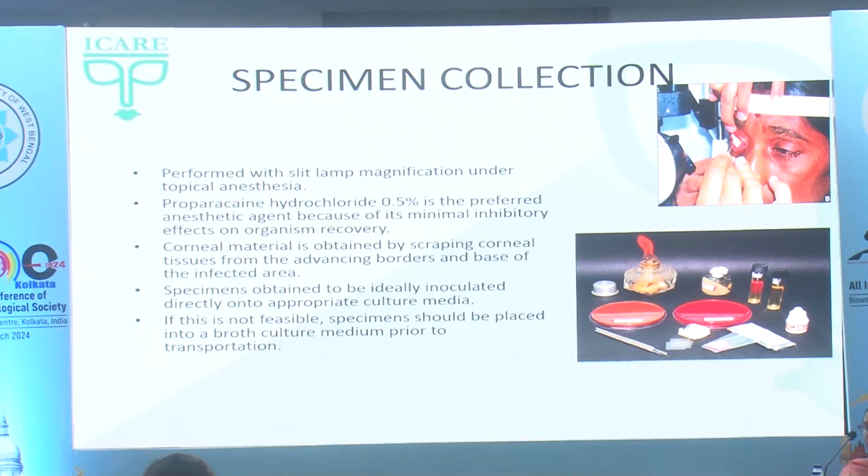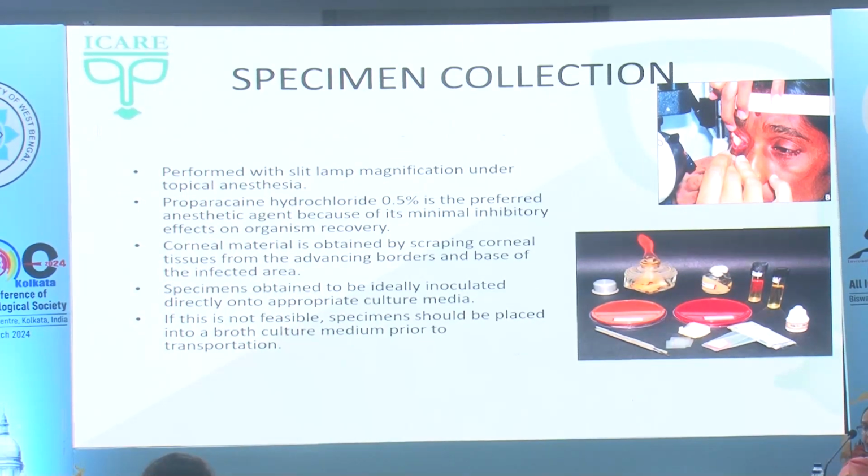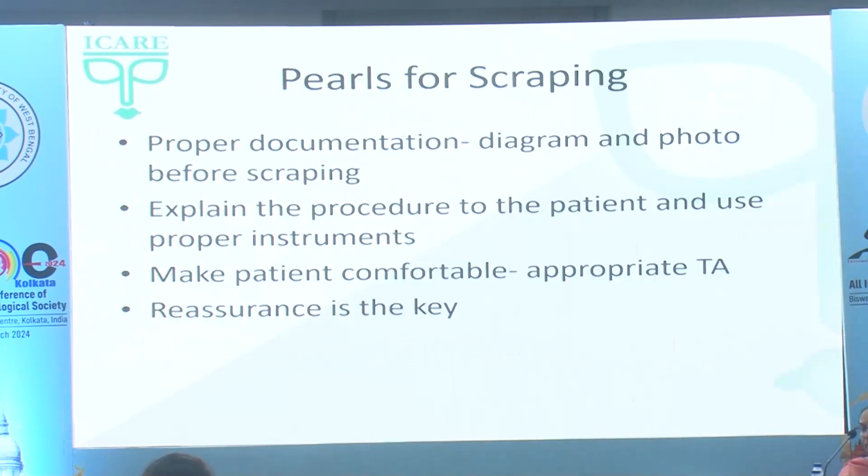Proparacaine hydrochloride 0.5% is preferred because of its minimal inhibitory effect on organism recovery. The corneal material obtained is taken from the advancing borders and the base of the infected area. Specimens obtained are ideally to be inoculated immediately onto the appropriate culture media. If not feasible, then it should be placed in a broth culture prior to transportation.